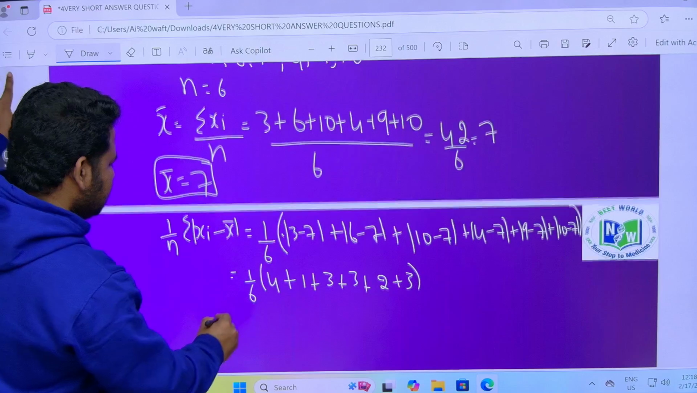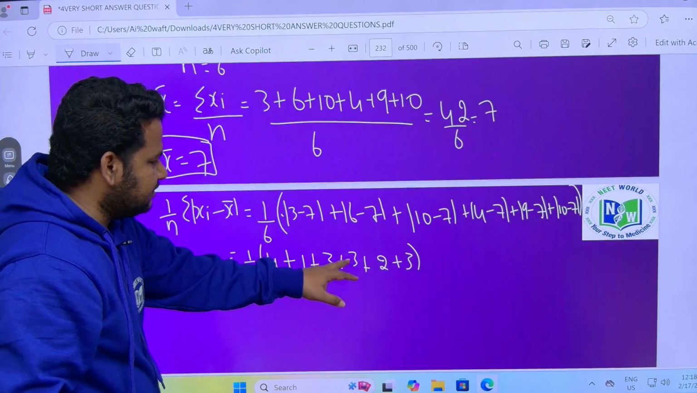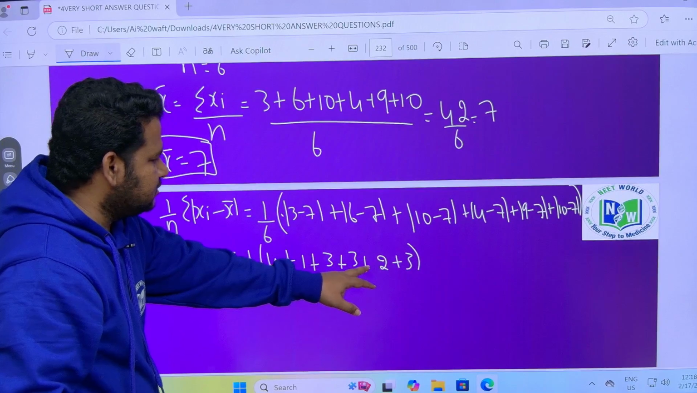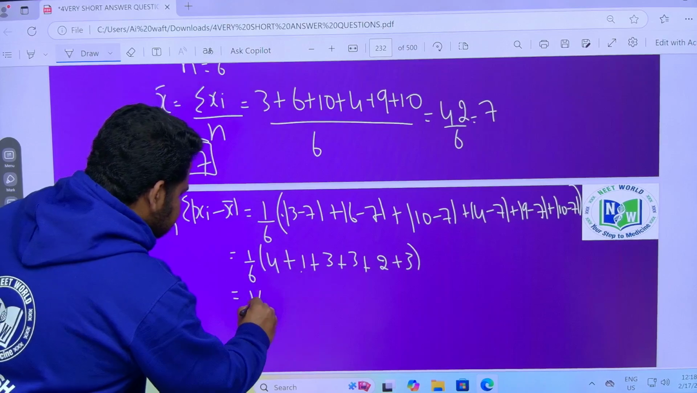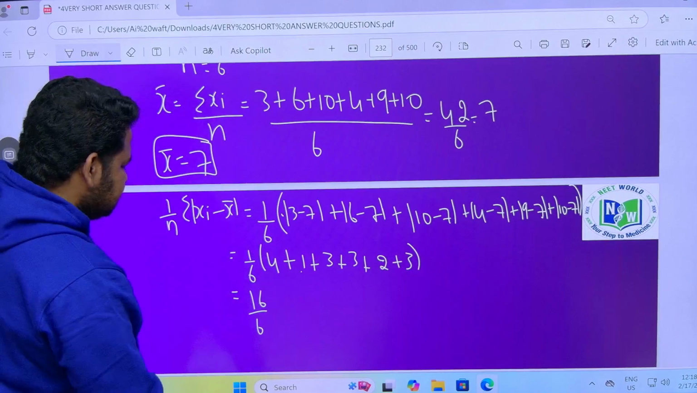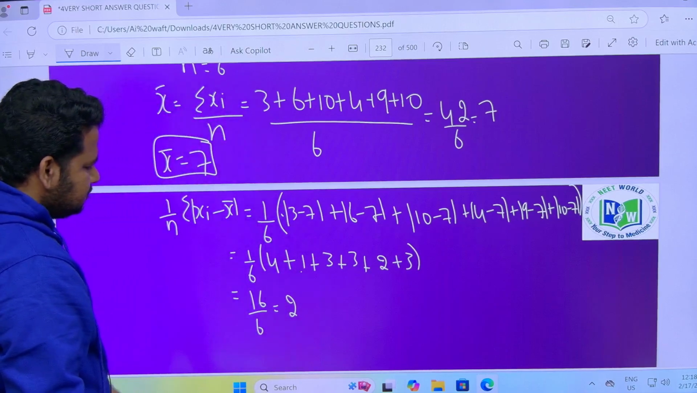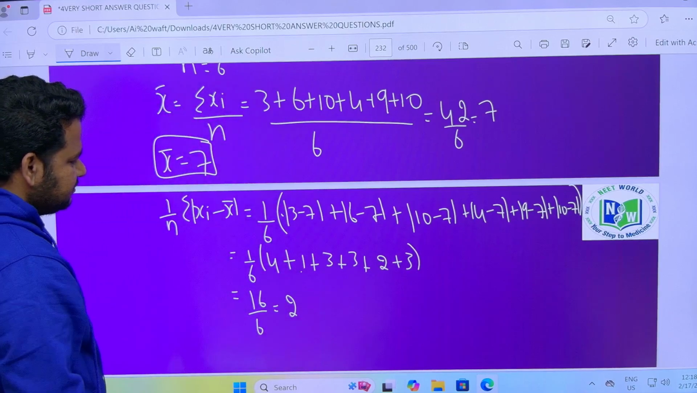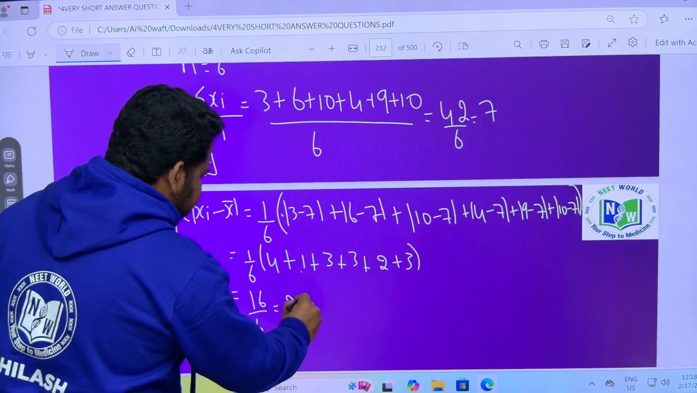So this will be equal to what, friends? So 4 plus 1, 5. 5 plus 3, 8. 8 plus 3, 11. Okay, 11 plus 2, 13. Okay, 13 plus 3 is 16. So 16 by 6. This value will be equal to 6 2s are 12. So what is left? 4 is left. Okay, 4 is left means 6 6s are 36.